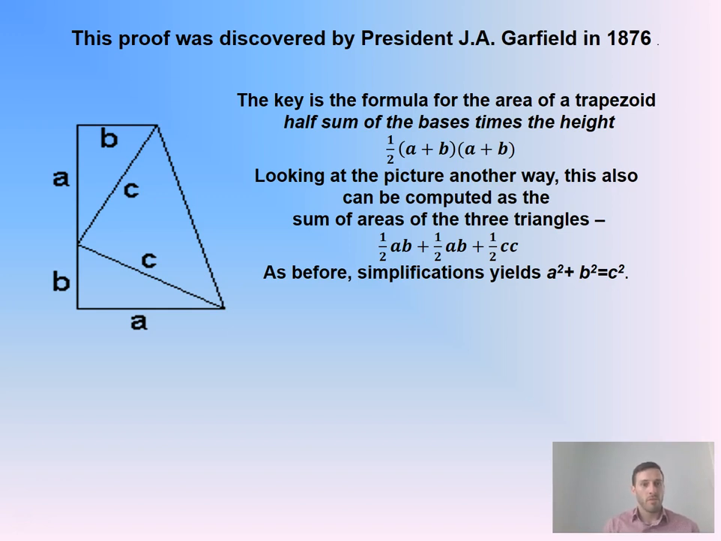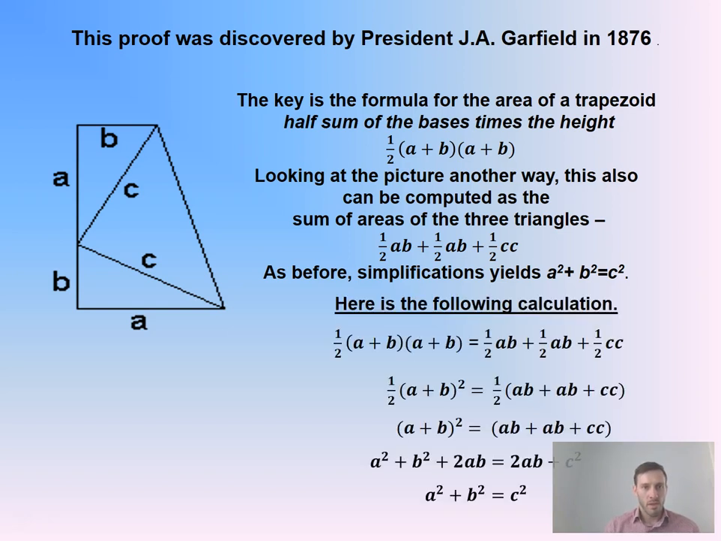We can look at it another way. If we break the trapezoid up into three different triangles, and we get the area of those three triangles, the area of the triangle on the top left would be half A times B. The area for the triangle on the bottom left would be half A times B again, plus the area of the triangle C, the one in the middle, half C times C. Now we know that the area of the trapezoid will equal the sum of the areas of the three triangles, so we can equate them and then solve.